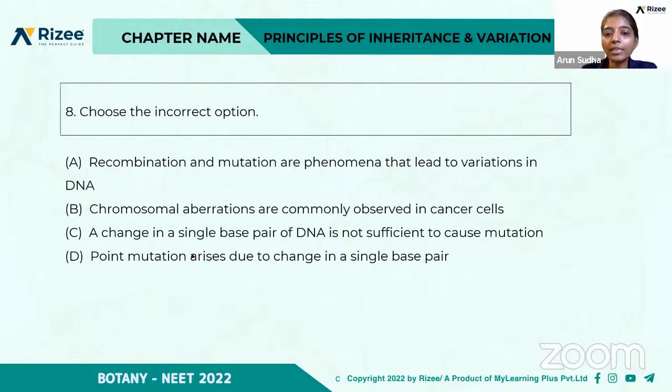Because a change in a single base pair of DNA is sufficient to cause mutation. Even in sickle cell anemia, a single base pair change leads to a change in the amino acid, and that is responsible for many of the symptoms. So it is sufficient to cause mutation. So this is the incorrect option. So clear, right? Maybe we'll discuss a few more questions.